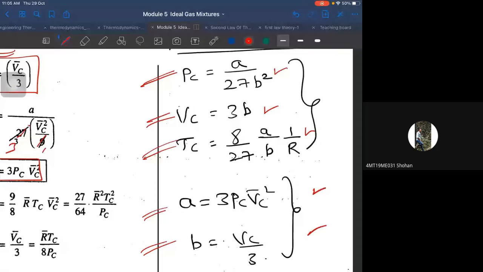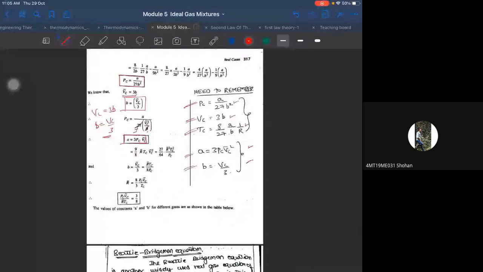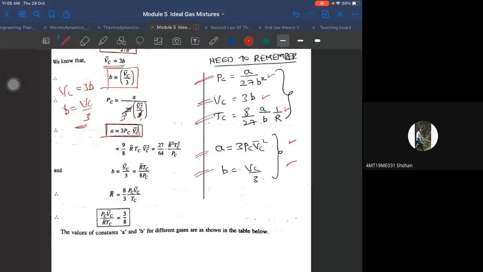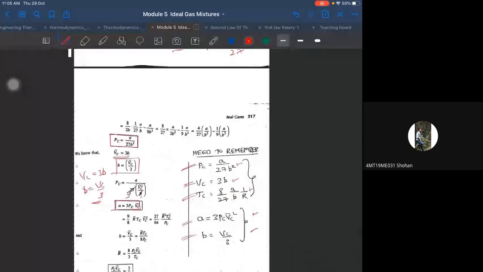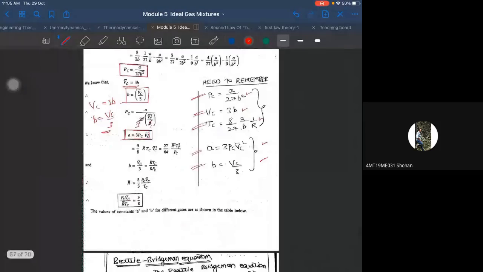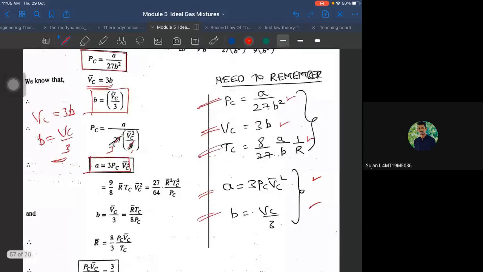Any doubts in the derivation, guys? I've just picked up some textbook because he has very neatly and elaborately presented it. Any doubts in this derivation? No, sir. Understood, everyone? Yes, sir.